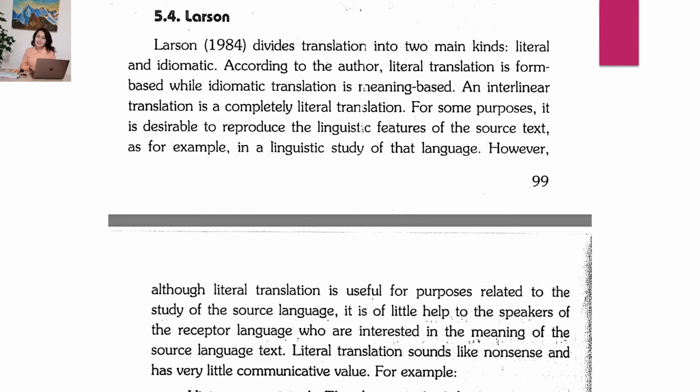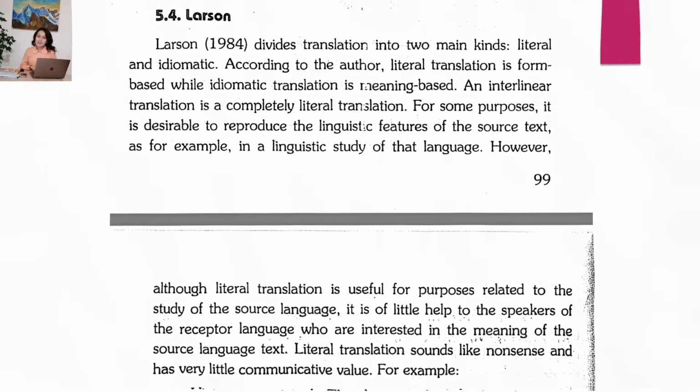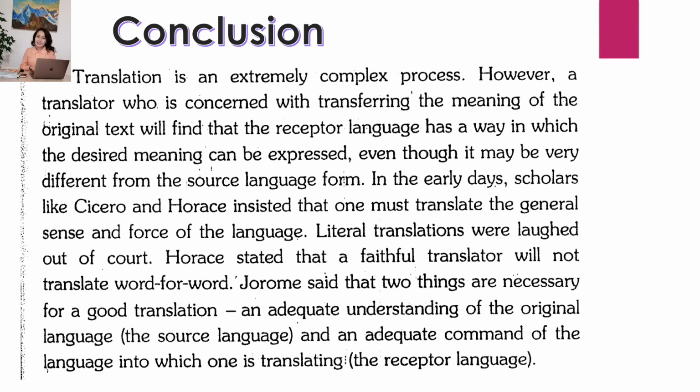Larson in 1984 divided translation into two main kinds, literal translation and idiomatic translation. According to Larson, literal translation is form-based, while idiomatic translation is meaning-based. To sum up, translation is a complex process. And Jeremy said that two things are necessary for a good translation: an adequate understanding of the original language and an adequate command of the language into which one is translating.